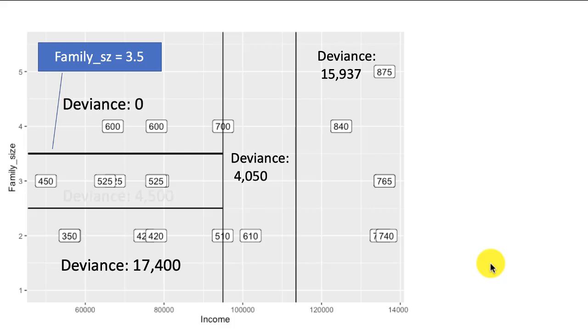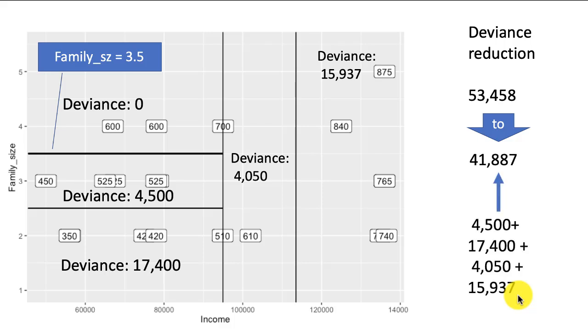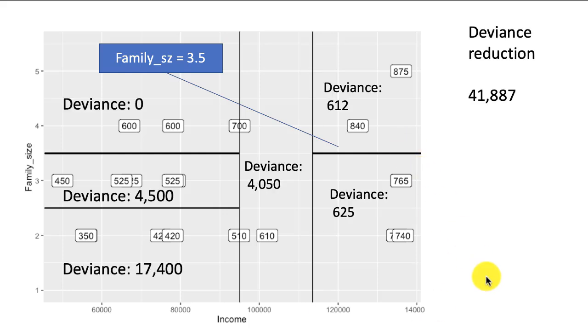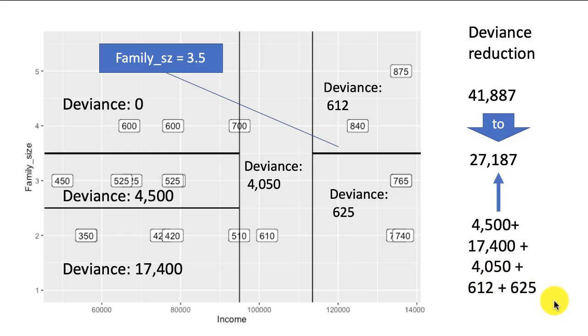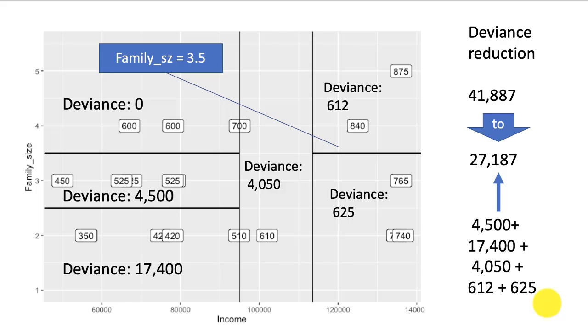Now if you do the resultant, this deviance incidentally is 0 because both the values are exactly the same, 600. And if you add up the deviance, you see that it goes down from 53 to 41,887. And the next split, the system suggests again takes this rectangle and splits it here, and it gets a deviance of 27,187. So that's the process by which splitting goes on.